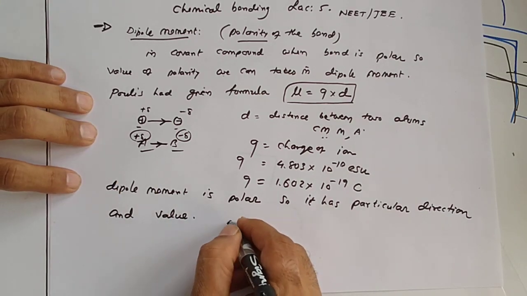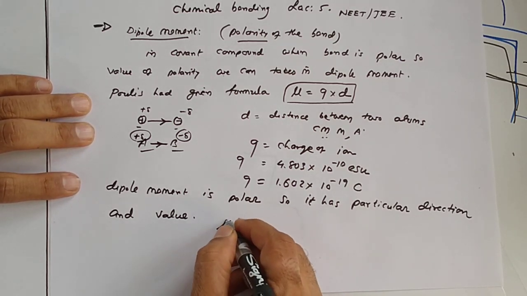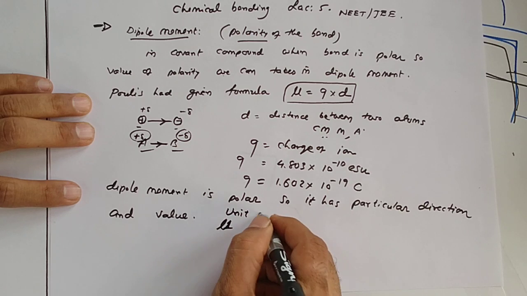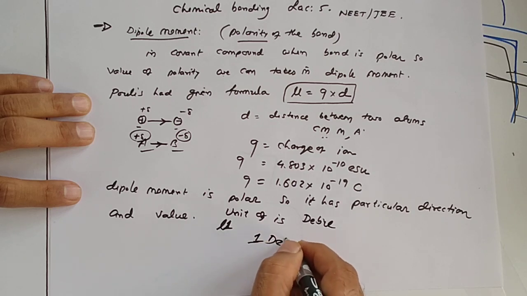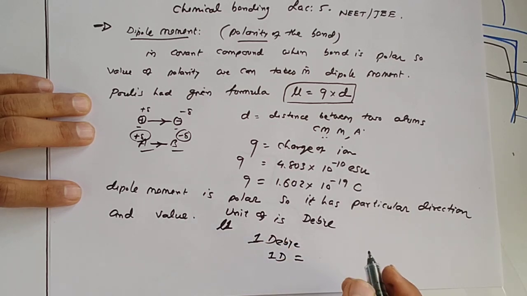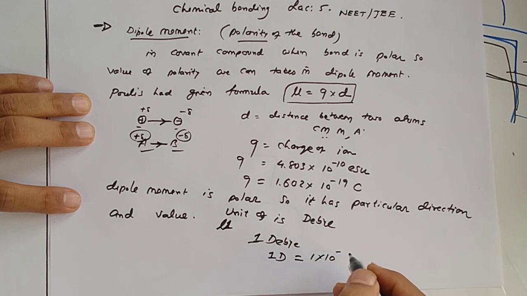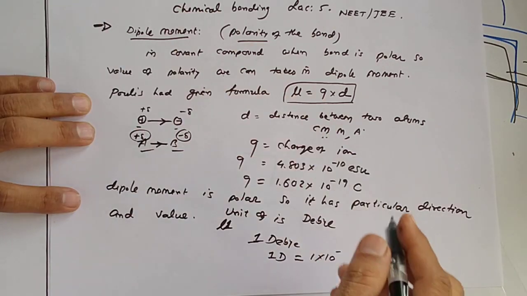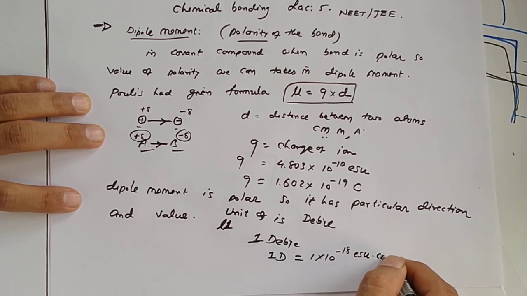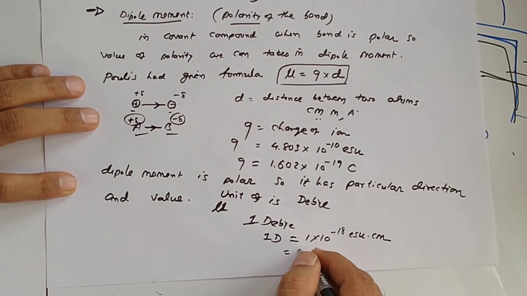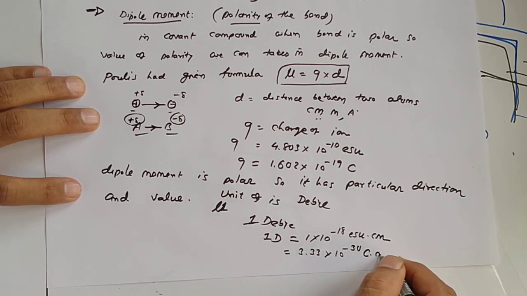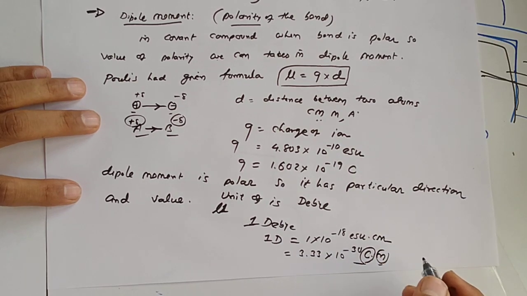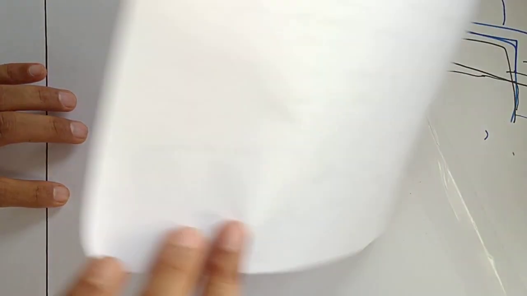Now the unit of mu is Debye, and 1 Debye equals 1 into 10 raised to minus 18 ESU into centimeter, otherwise 3.33 into 10 raised to minus 30 coulomb into meter, not centimeter, coulomb into meter. We can measure some.